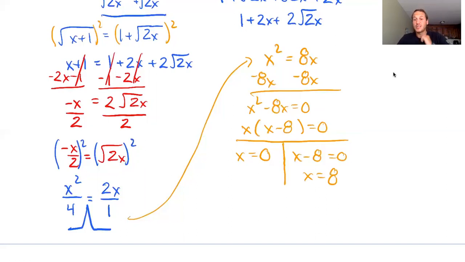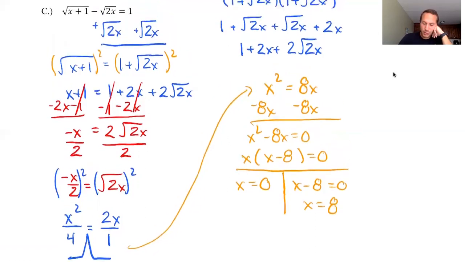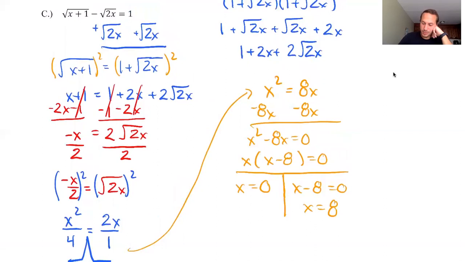Now, at the end of the day, what did we do? We still just solved a radical problem. So because of that, I do need to check this. Now, it can be a mental check. You can plug into your calculator, but you must check both answers. So I am going to write it down. You don't have to do it, but we always check in the original.